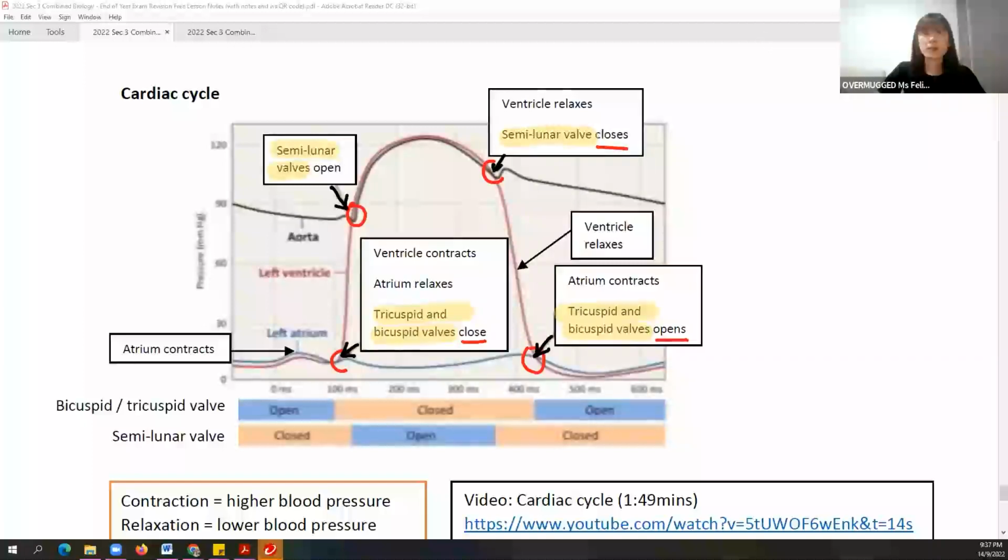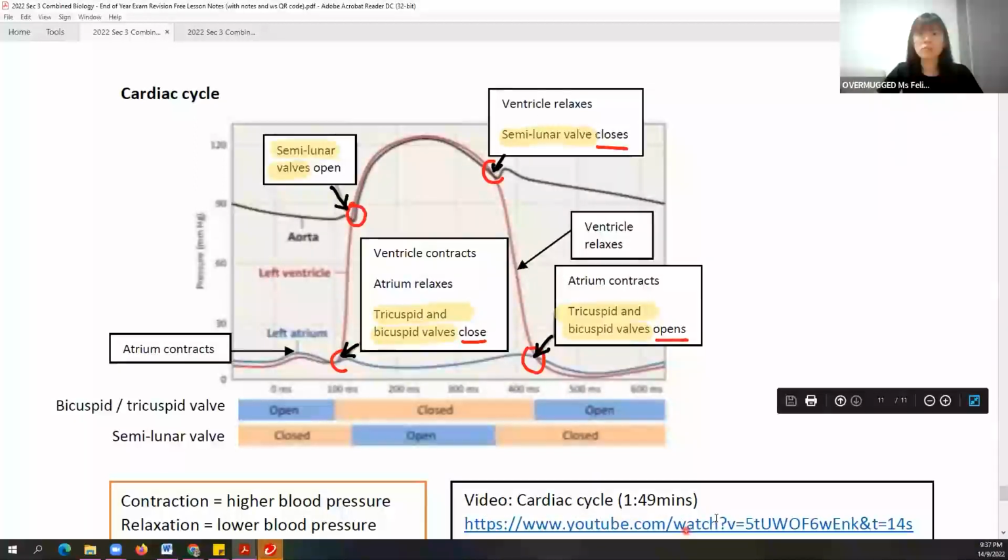Okay, so I shall move on. You should be done noting down, right? I will actually recommend you to go and take a look at this video. Because I know time now, we're already overrun, so I leave it to you to watch on your own. It is easier for you to understand the whole cardiac cycle and how the atrium and ventricle contract and relax. Generally, to remember when the ventricle and atrium contract or relax, you just check the blood pressure. When it's higher, it means contraction. When blood pressure is lower, it is relaxation.